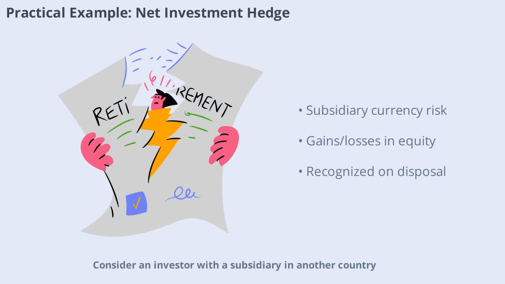Consider an investor with a subsidiary in another country. The investor uses a derivative to hedge the risk of currency translation on the net investment. Gains and losses from both the investment and the derivative are recognized in equity, and any remaining amounts are recognized in profit and loss upon disposal of the foreign operation. This strategy helps manage foreign exchange risk in consolidated financial statements.